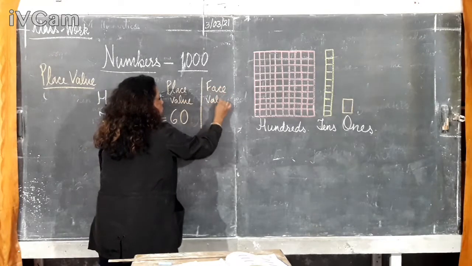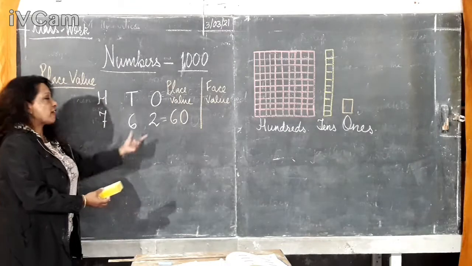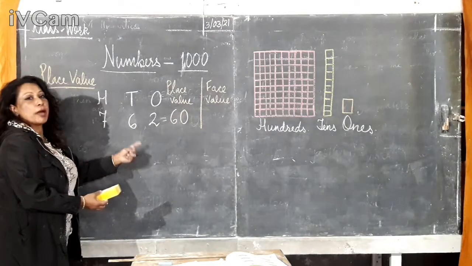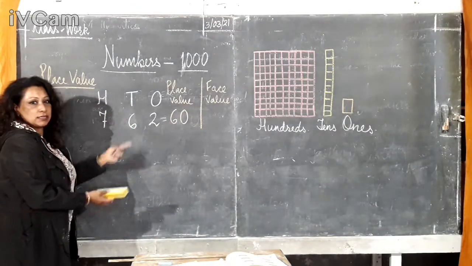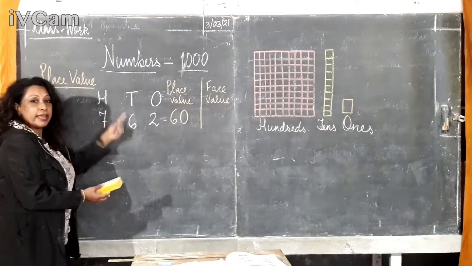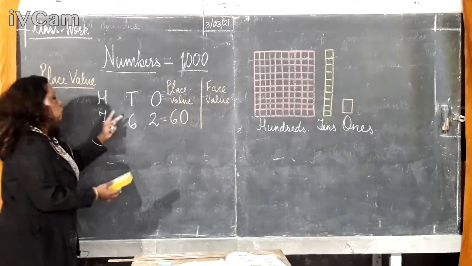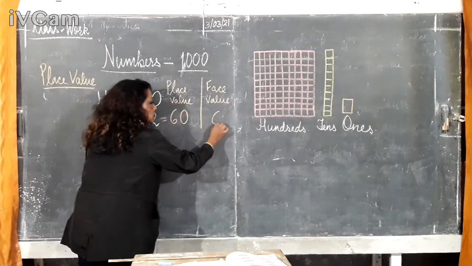Face value. What would be the face value? That means which number is under tens. Face value tells you which number is under tens. 6 is under tens, isn't it? So you just have to write 6 here. Only 6.